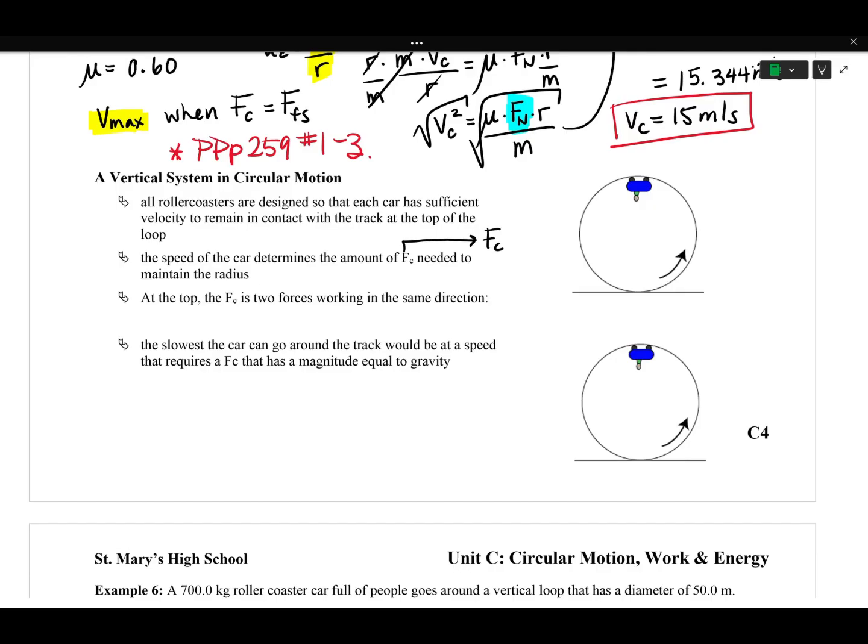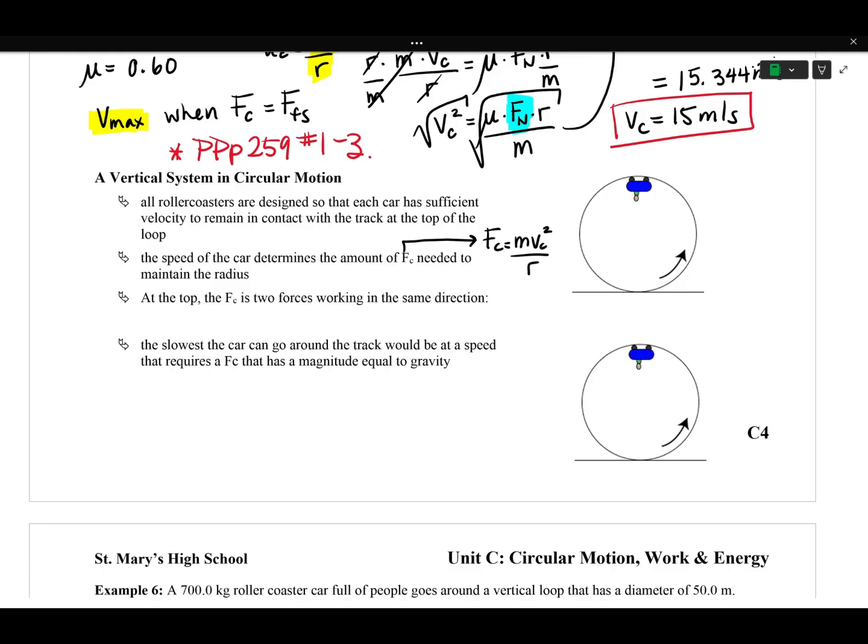So remember, my centripetal force is equal to m times the circular speed squared all over r. That's one of the equations we can derive. So whatever speed we're going around will determine how much force I need going through that circle to stay on the track.